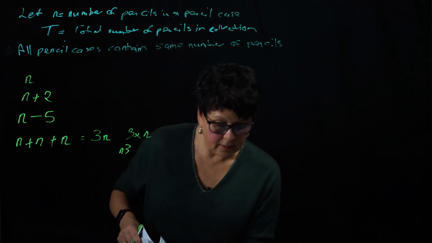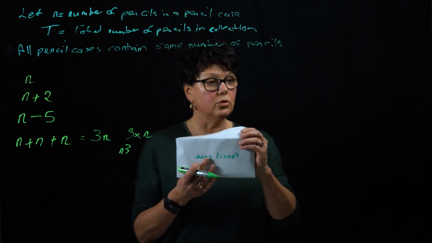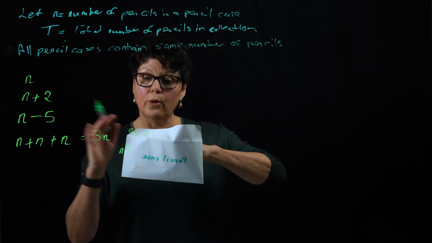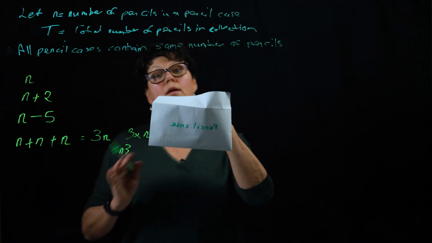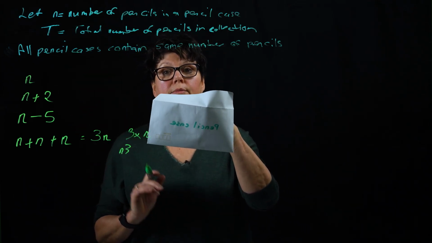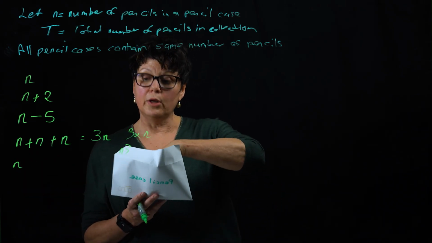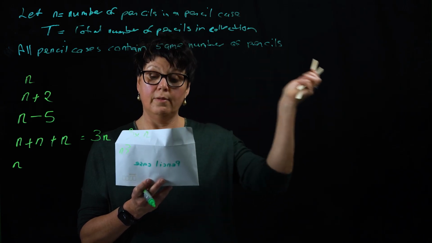All right, now I want you to write a slightly longer expression where you're going to write down and follow my actions. So I'm going to start with 1 pencil case. So we write down n. I'm going to take out 1, 2, 3, 4, 5 pencils.